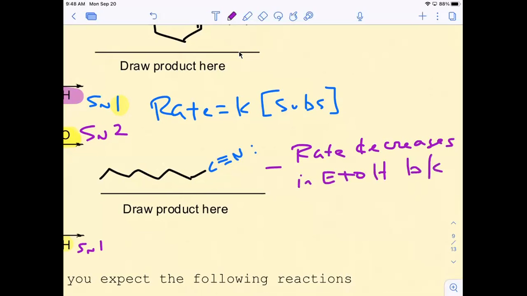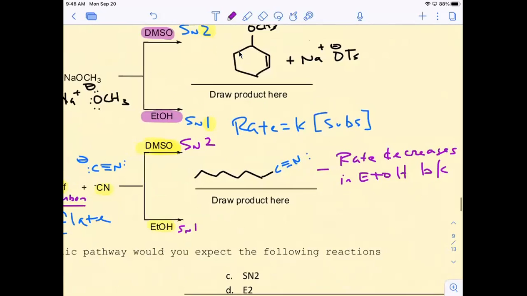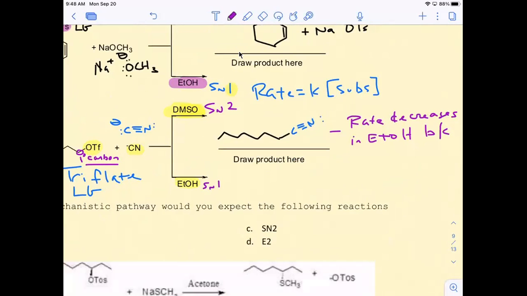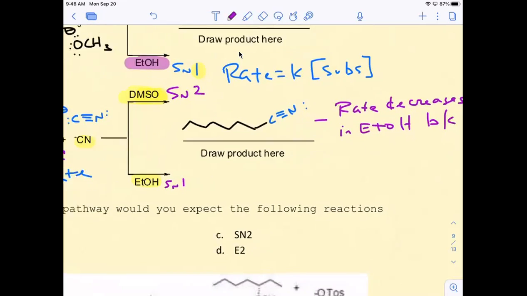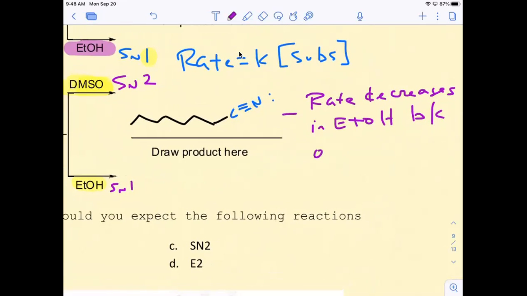All right. What are the protons on the solvent going to do to your nucleophile? If you put a nucleophile like that, nitrile, in a protic solvent, solvation. It's going to solvate the nucleophile, right? So if you switch from DMSO to ethanol, then your nucleophile is going to get solvated, right? That's what slows the rate down.